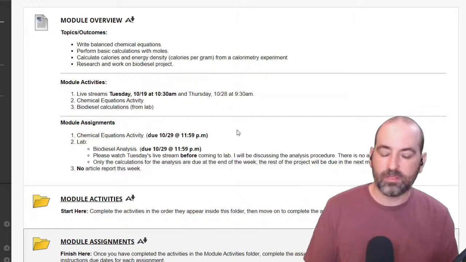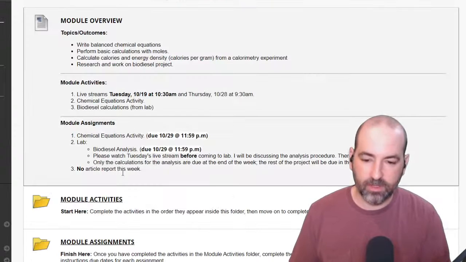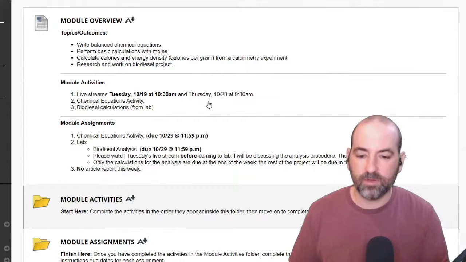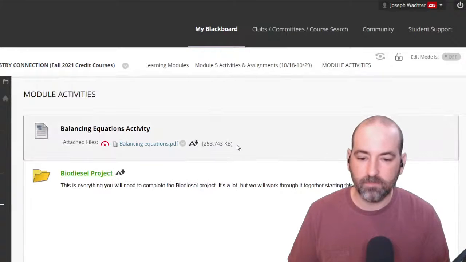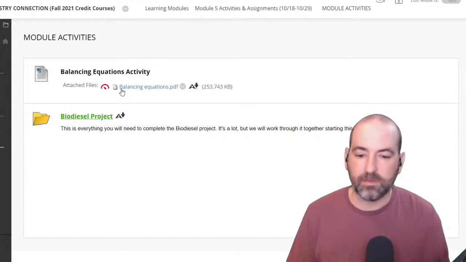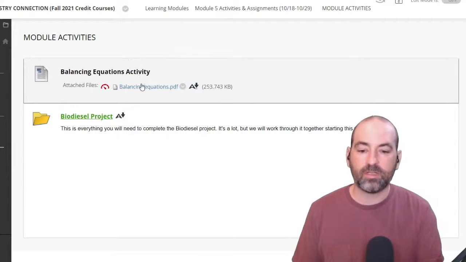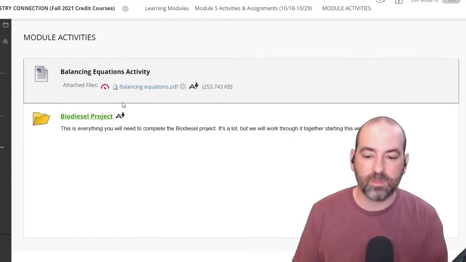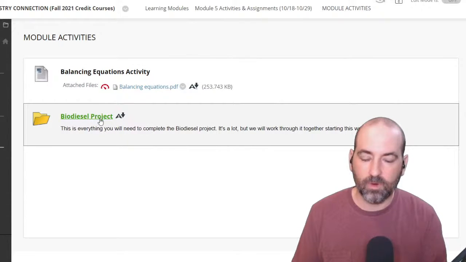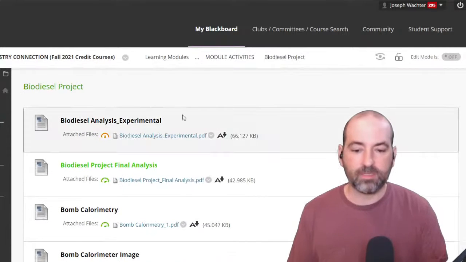If you go into the assignments folder this week, whoops, sorry, wrong folder. That's just where you're going to submit the stuff. If you go into the activities folder, there's one balancing equations activity to do, similar to our other ones. I think this one's fairly straightforward. I don't think you'll have any issues with it. Let me know if something comes up. I'll mention that next Thursday as well. But the main part is going to be in this biodiesel project folder.